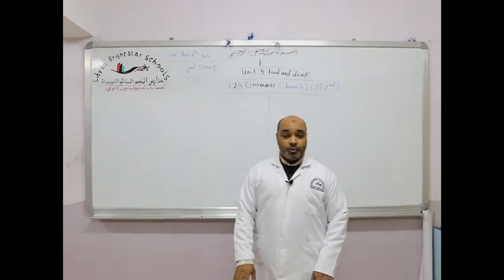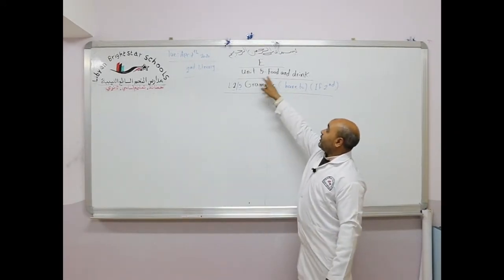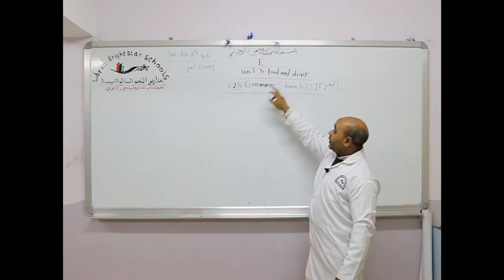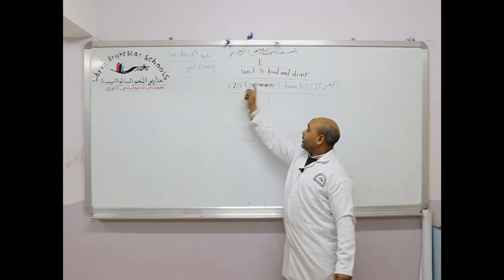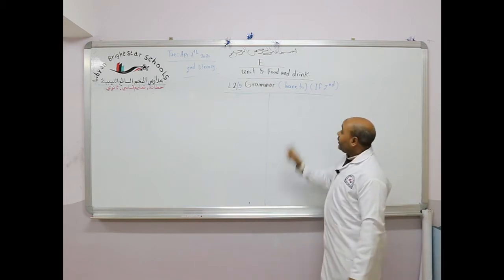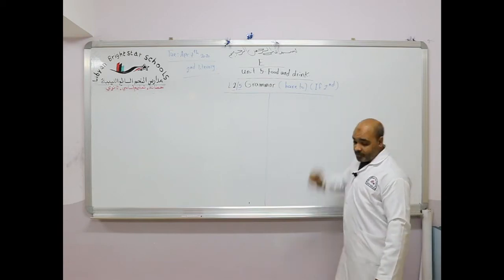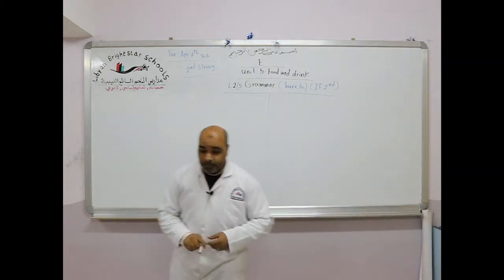Today I'm going to teach you the grammar of Unit 5. As we know, Unit 5 is called Food and Drink. Our grammar talks about have to and if. Let me start with the second part: if, the second conditional.